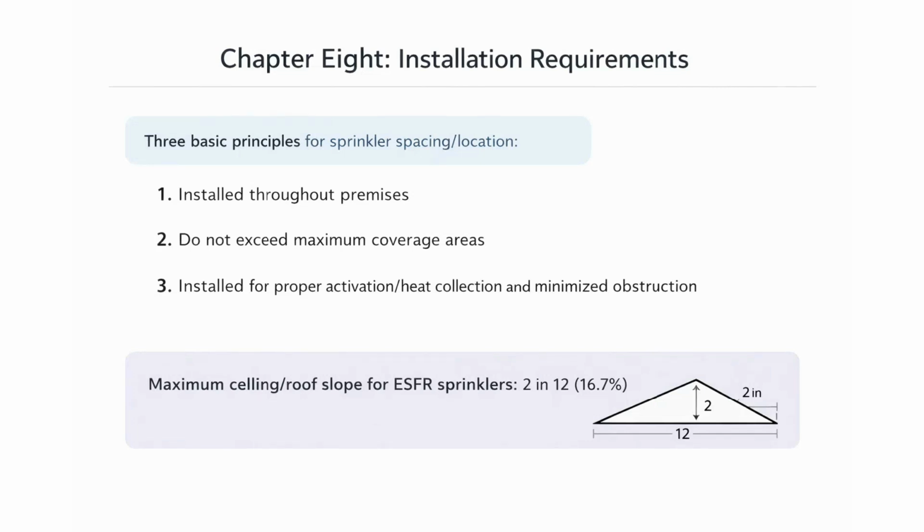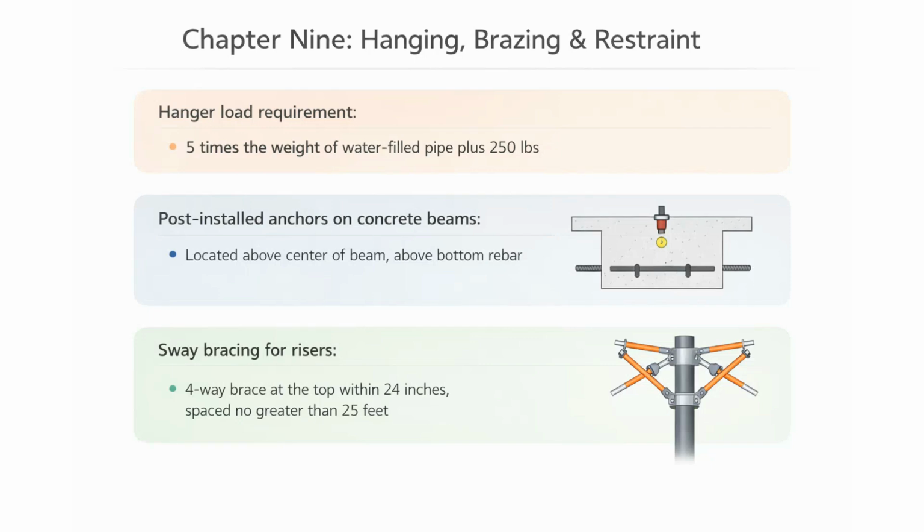Chapter 8 covers installation requirements. The 3 basic principles for spacing and locating sprinklers are: they must be installed throughout the premises, they must not exceed their maximum coverage areas, and they must be positioned so that heat collection and activation can occur properly while minimizing obstructions to the discharge pattern. Also, note that for early suppression fast response, or ESFR sprinklers, the maximum allowable ceiling or roof slope is 2 in 12, or 16.7%.